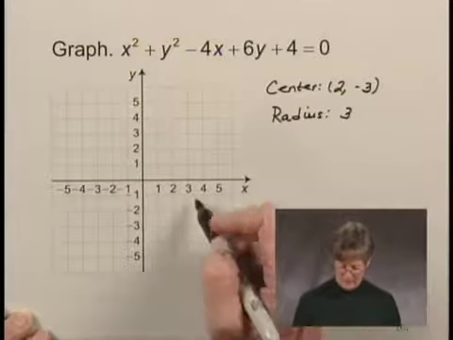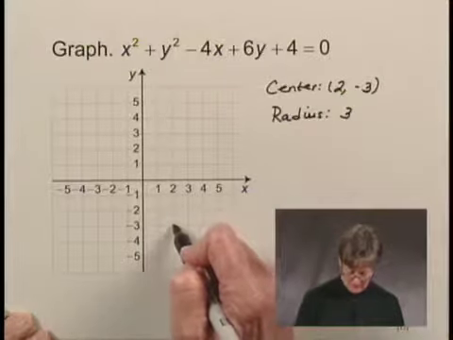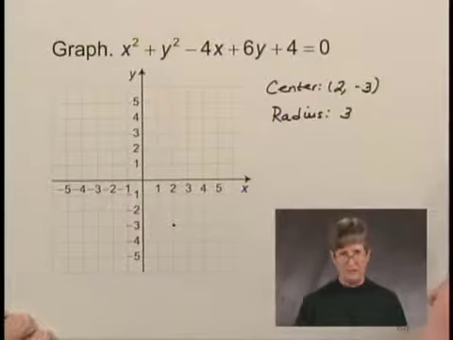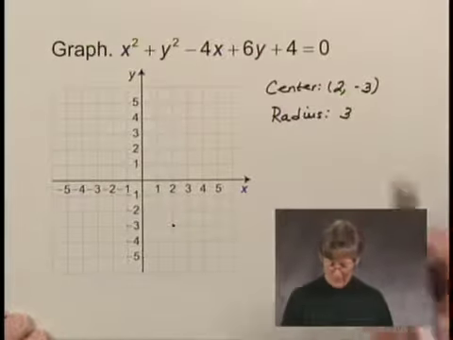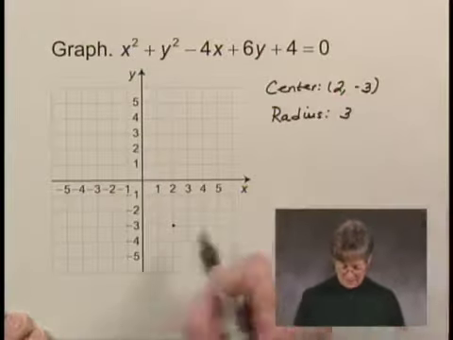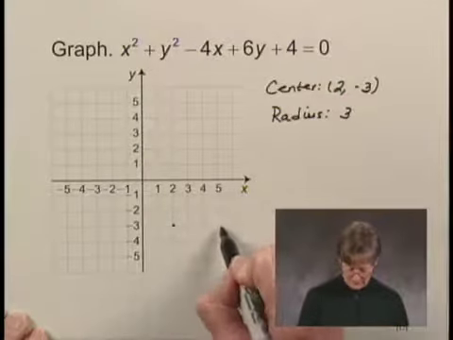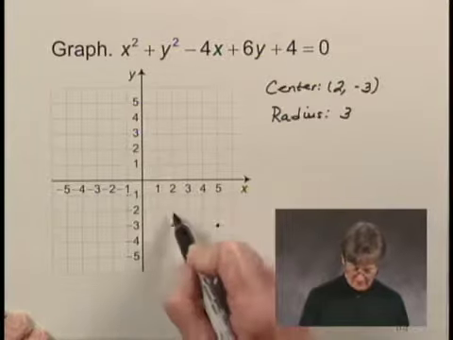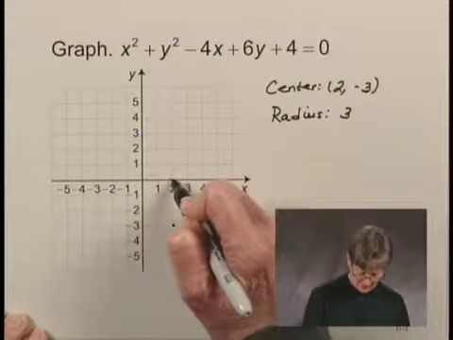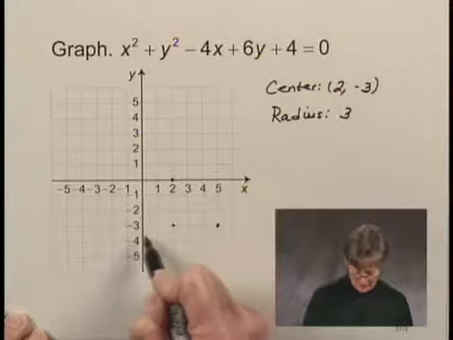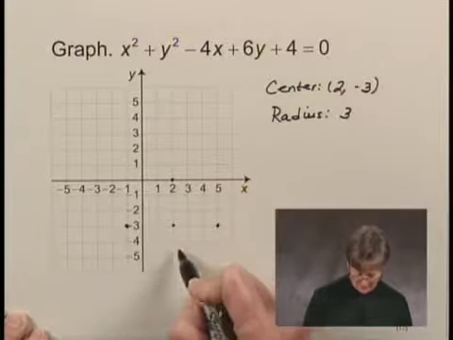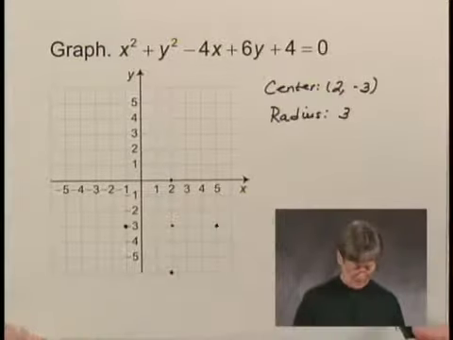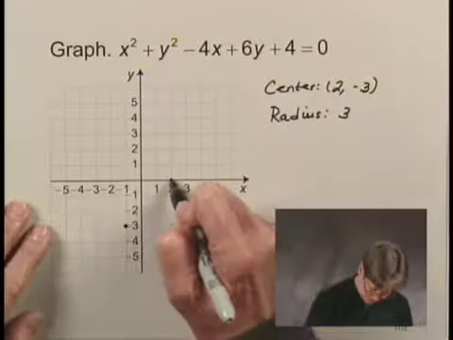So I'm going to plot the center, but keep in mind that the center of the circle is not actually part of the graph of the circle. It's just going to help me find some points that are on the circle. The radius is 3, so I can go 3 units to the left of the center, 3 units to the right of the center to get a point on the circle. I can go 3 units above the center to get another point. And I can go 3 units down. So these 4 points that I've just plotted are points on the circle, and I'm just going to draw a circle through those points.